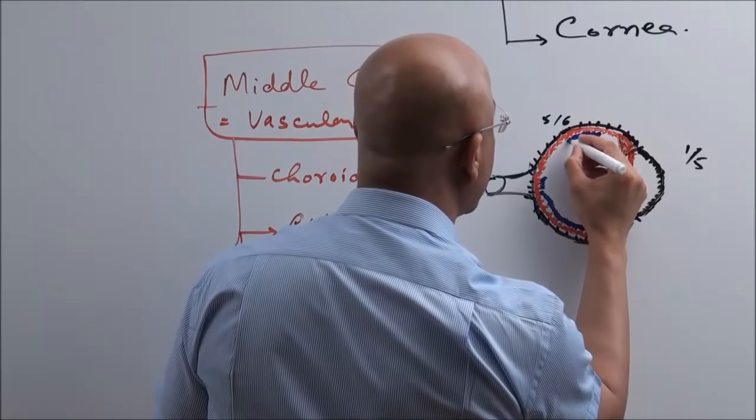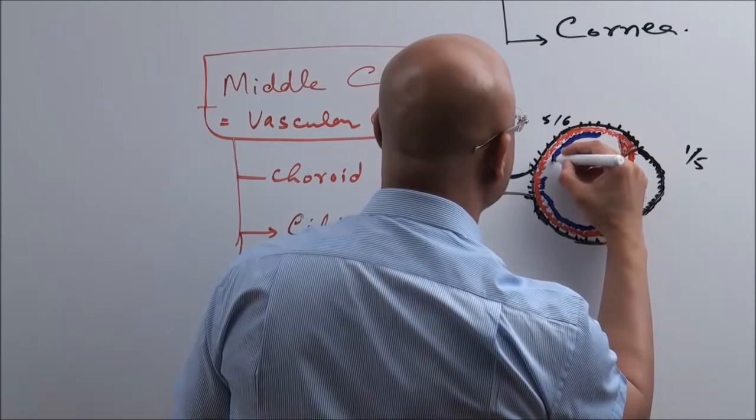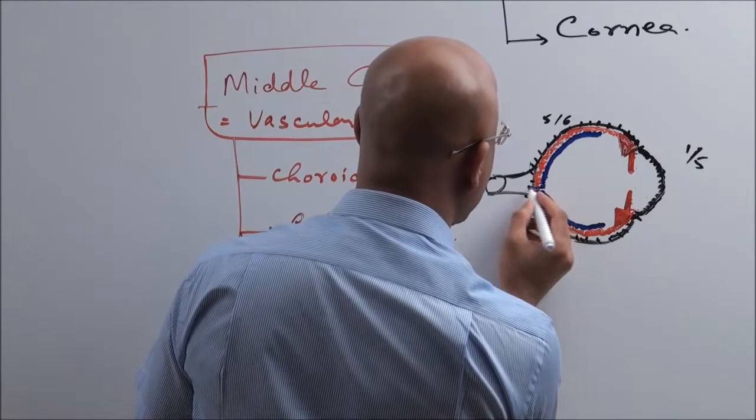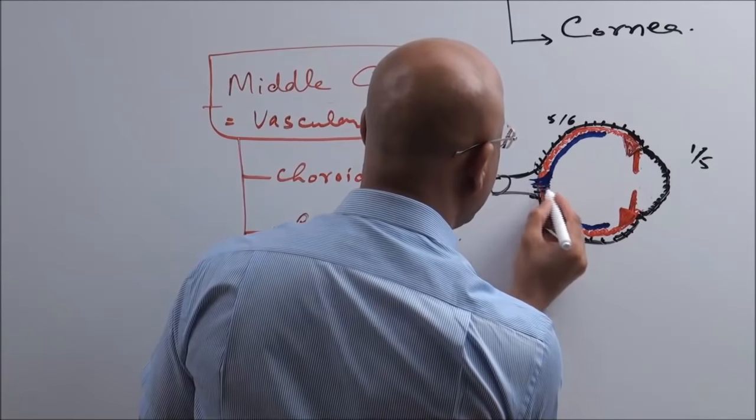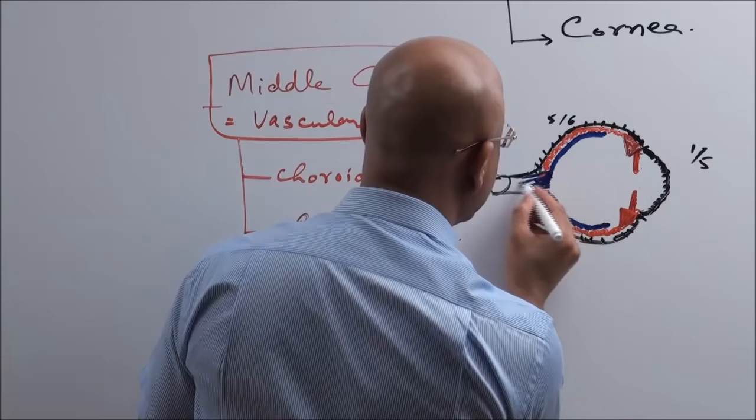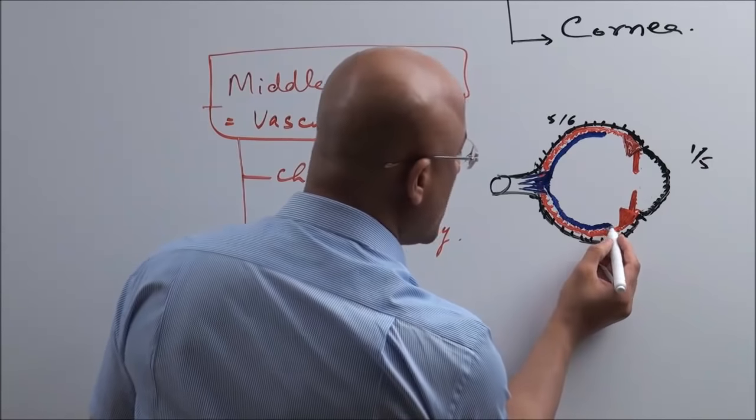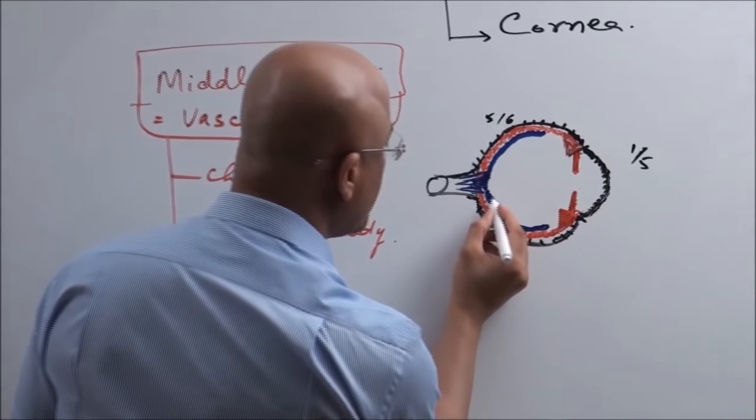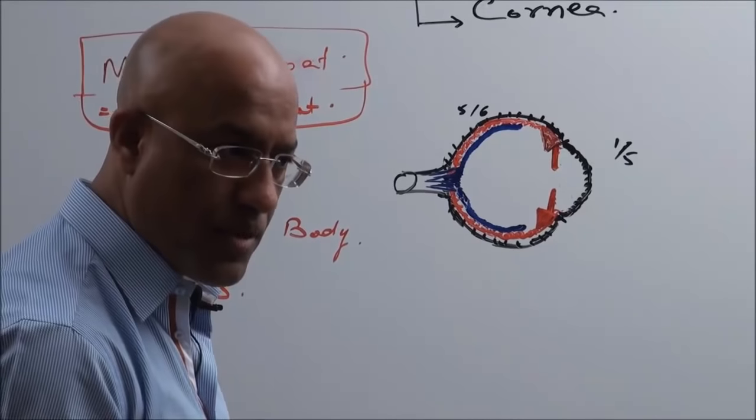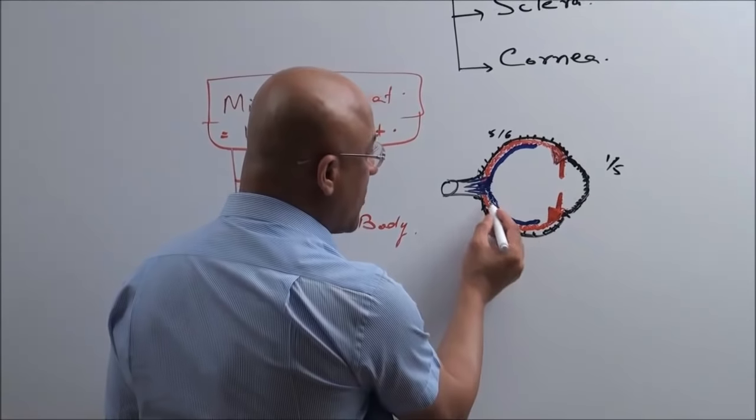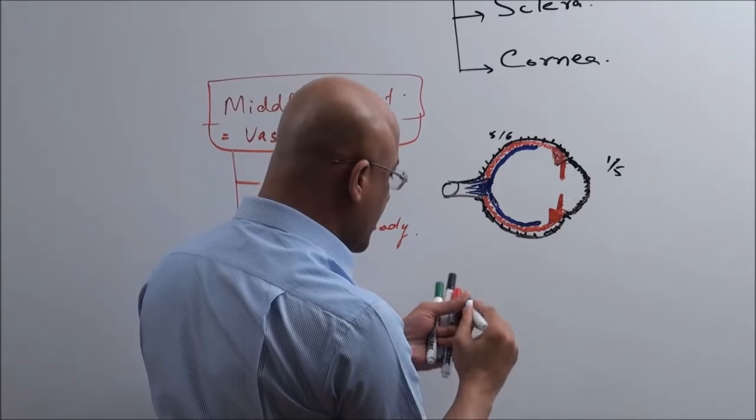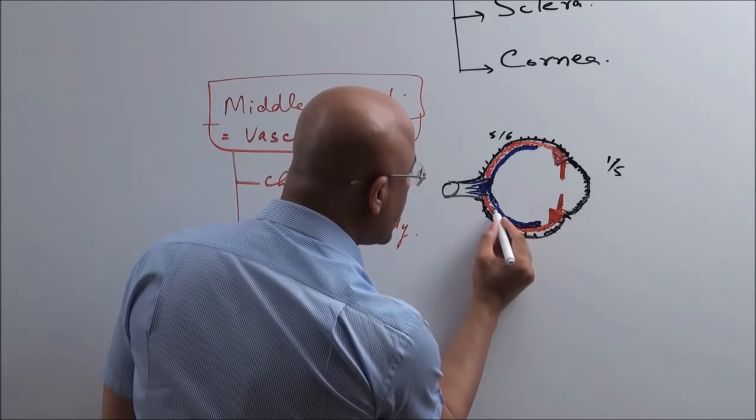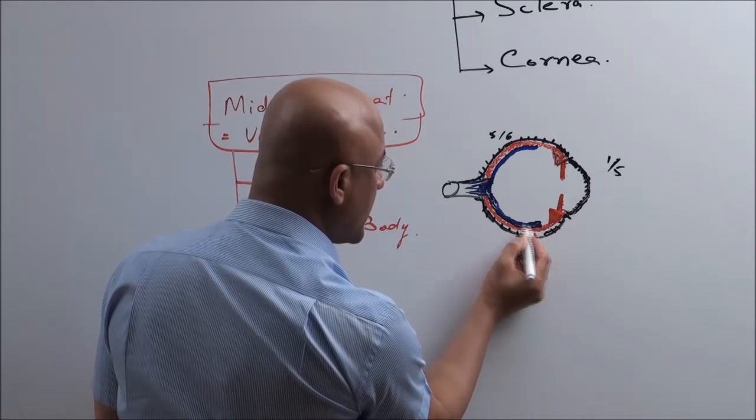Now the retina, as you know, has the most important sensory components called rods and cones, which are sensitive to light. From the retina, these are the nerve fibers going. This retina which I have made here is the sensory layer. Again, if I want to be more clear, the retina is basically two layers: an outer layer, this black layer, which is the pigmented layer.